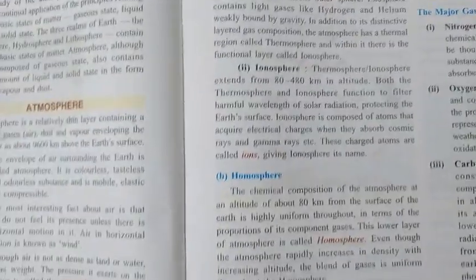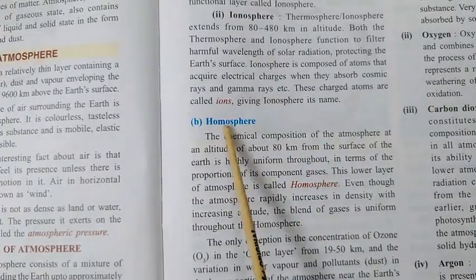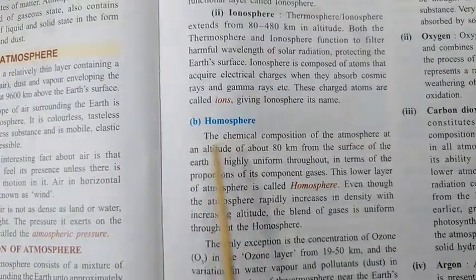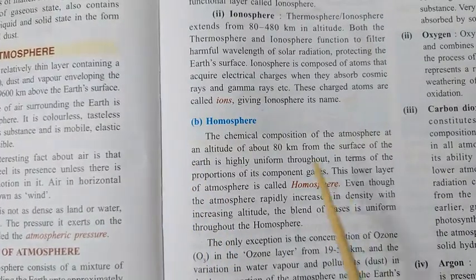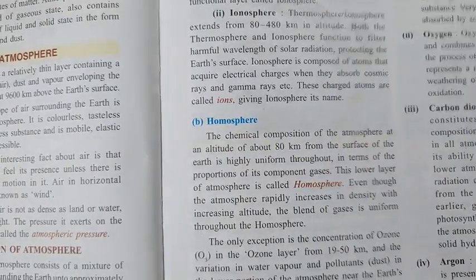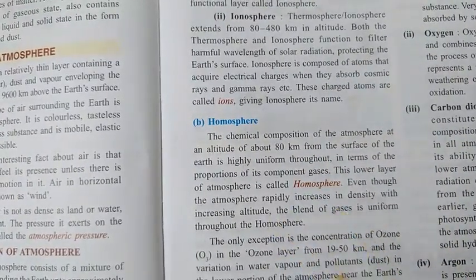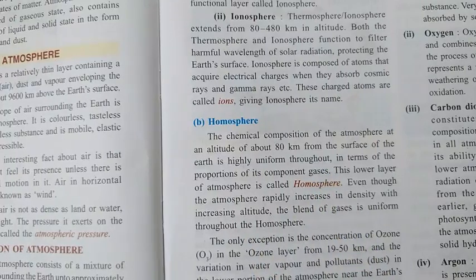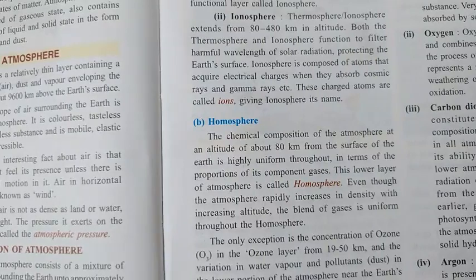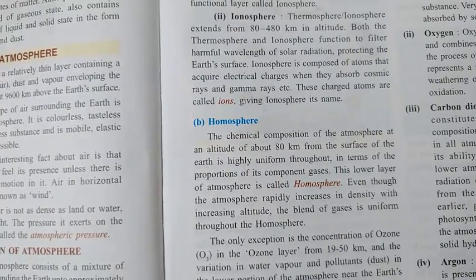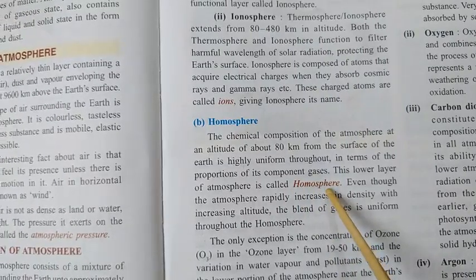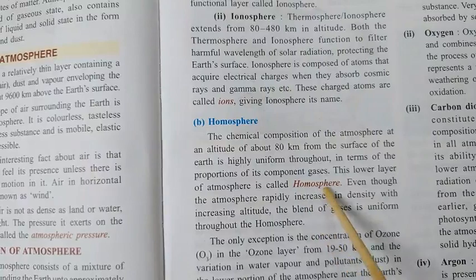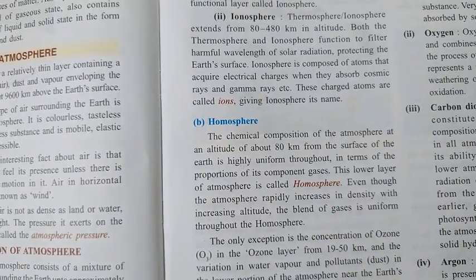Now let's move to the homosphere. As all of you know, the word homo is used for life, especially for human beings. The homosphere is found up to 80 kilometers, from 0 to 82 kilometers. This is the most important layer, which contains gases like oxygen and nitrogen. These are the life-supporting gases, and they form the lowest layer, known as the homosphere. Because life exists in this layer, it is known as the homosphere.